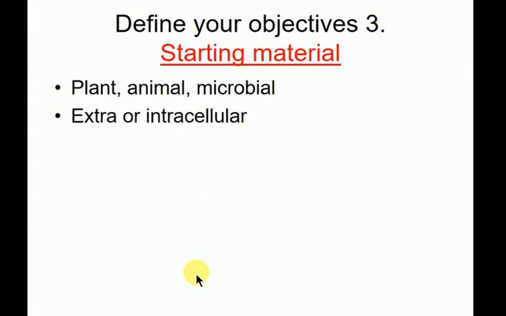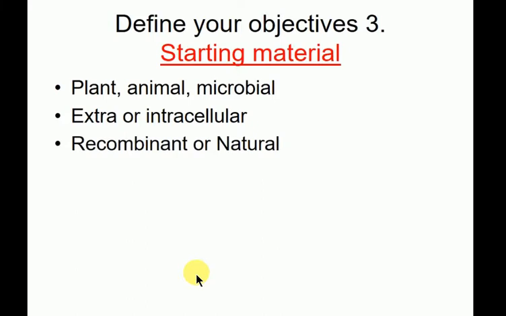Extra or intracellular. So what I will say, right, is extracellular proteins tend to be more stable because they have to survive in a less supportive environment. So the cytoplasm's pretty stabilizing, right? But as soon as you leave the cytoplasm, you have to have disulfide bonds, you have to fold better. So extracellular protein tends to be more stable.